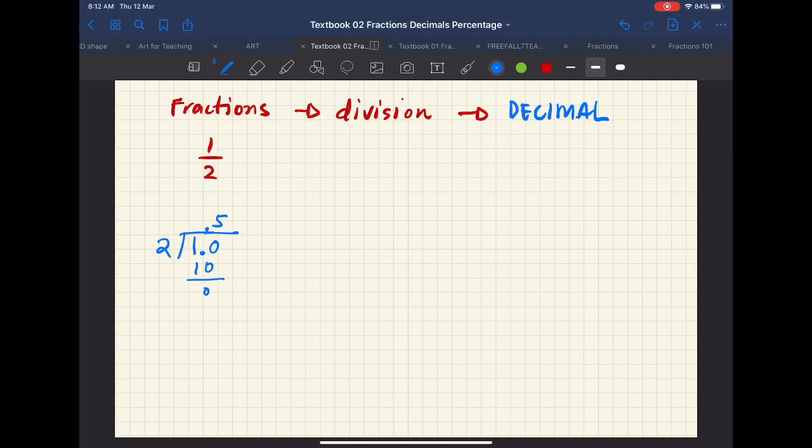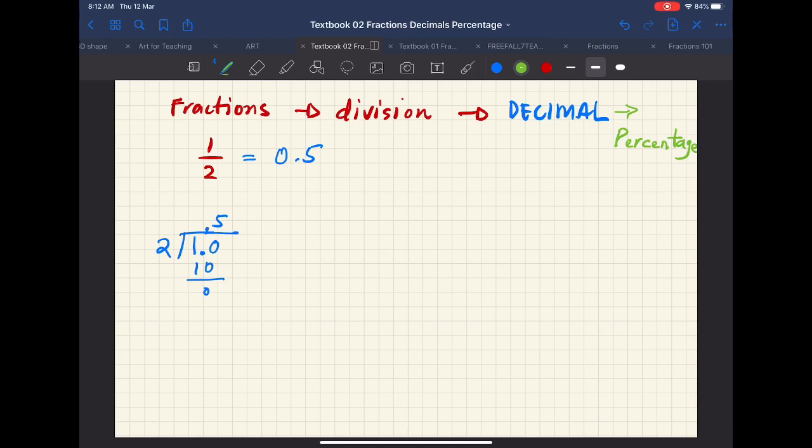5 times 2 is 10, 0. Okay? And you have been practicing that when we were studying about numbers. So, fractions, I can convert into a decimal by dividing. And we know 1/2 is 0.5. Okay? So, how do I convert a decimal into a percentage?